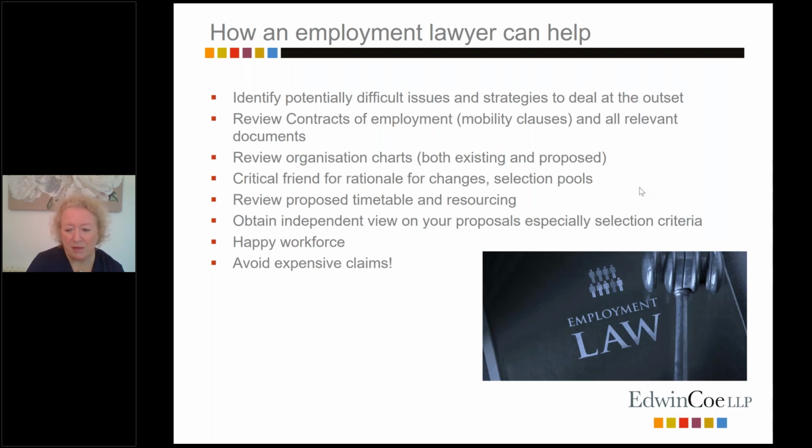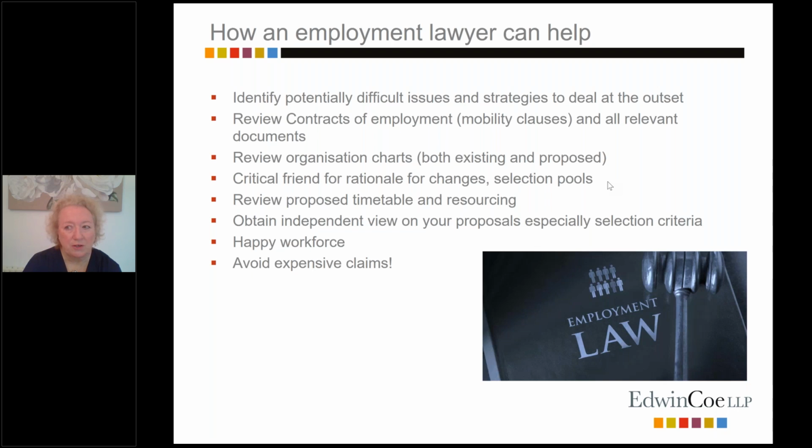And for somebody that's facing tough times and difficult decisions, it can be invaluable to have somebody check all the relevant documents, be a sounding board and a critical friend for the proposals, especially the selection criteria, and also to provide expert advice and strategies on problem issues. When we sit down with clients to do this planning exercise, it's surprising just how many realise that they'll have to expand their proposed timetable just to fit all the meetings in.